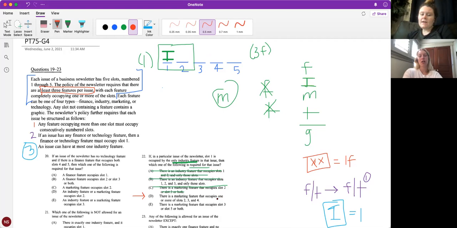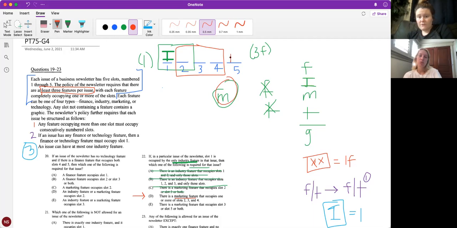Okay, so what does answer choice D mean in your own words? What is that expressing? It's saying that M has to be in at least 1 of 2, 3, or 4. Yes. So how many M's do we for sure have to have? 1. Or we for sure have to have 2.